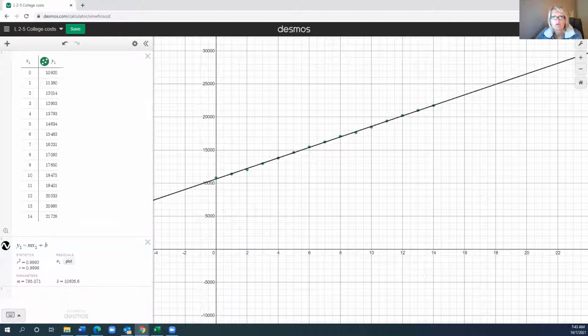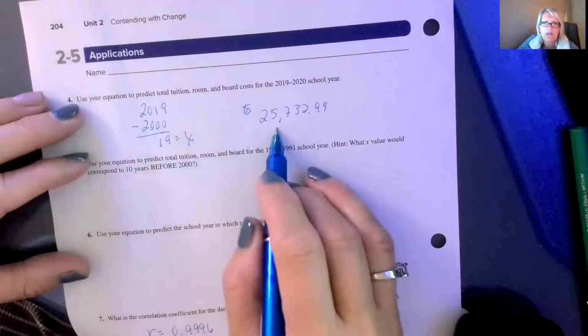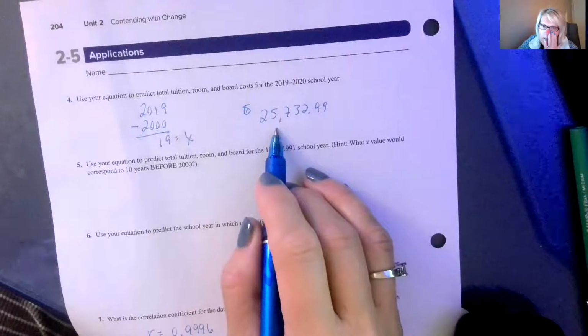So then I'm going to go back to my paper here for just a minute so you can see what we wrote. So it was year 19, and if you look on the Desmos, it comes up with this.